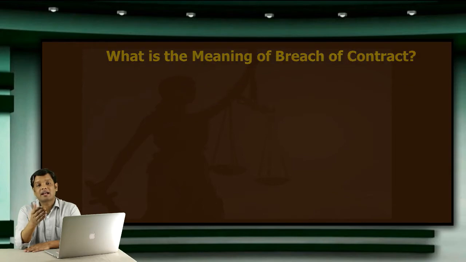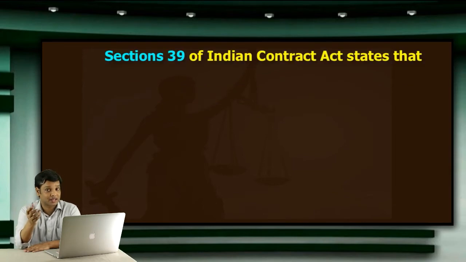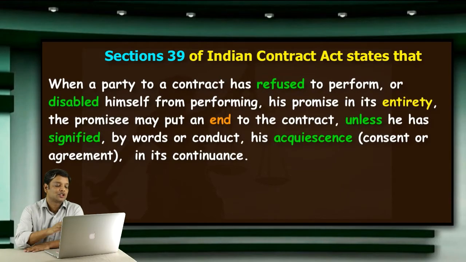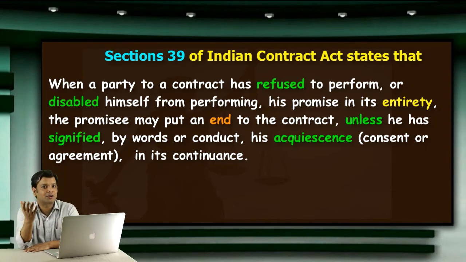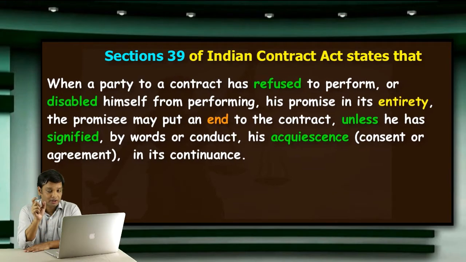So now let's check out what Section 39 of the Indian Contract Act states. When a party to a contract has refused to perform, see the language. When a party to a contract has refused to perform or disabled himself from performing his promise in its entirety, the promisee may put an end to the contract unless he has signified by words or conduct his acquiescence in its continuance. I believe again this definition is complicated for you to appreciate, but don't worry, I will simplify it for you. So let's check out clause by clause.